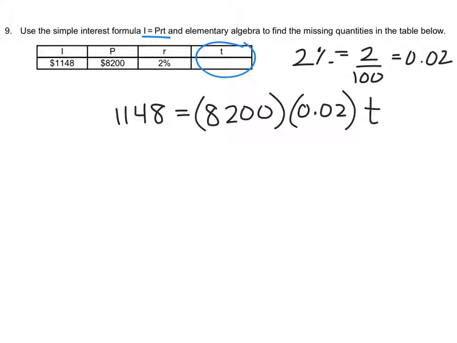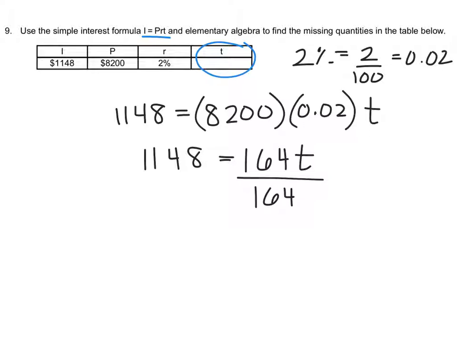So the first step is to multiply 8,200 times 0.02. When I do that, I get 164. My resulting formula is 1,148 equals 164t. Now I want to get the t by itself, so I have to do the opposite operation. Right now, 164 is being multiplied by t. So I have to do the opposite, which is divide by 164 to get the t by itself.